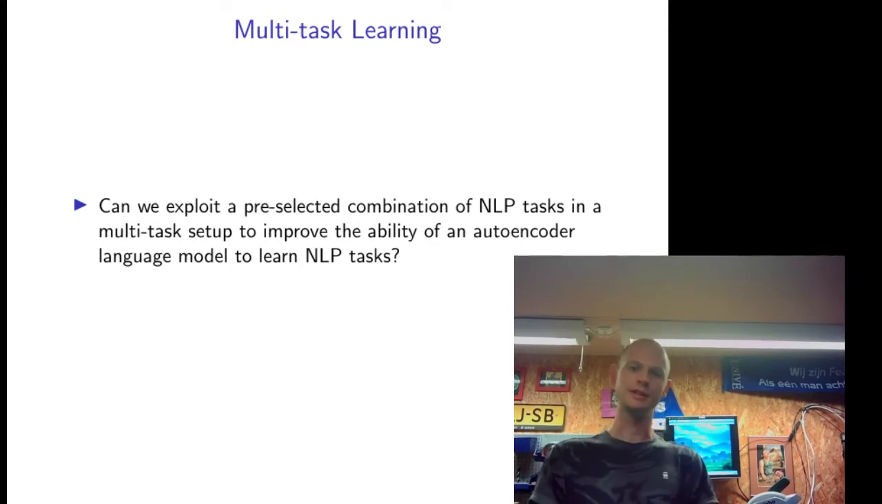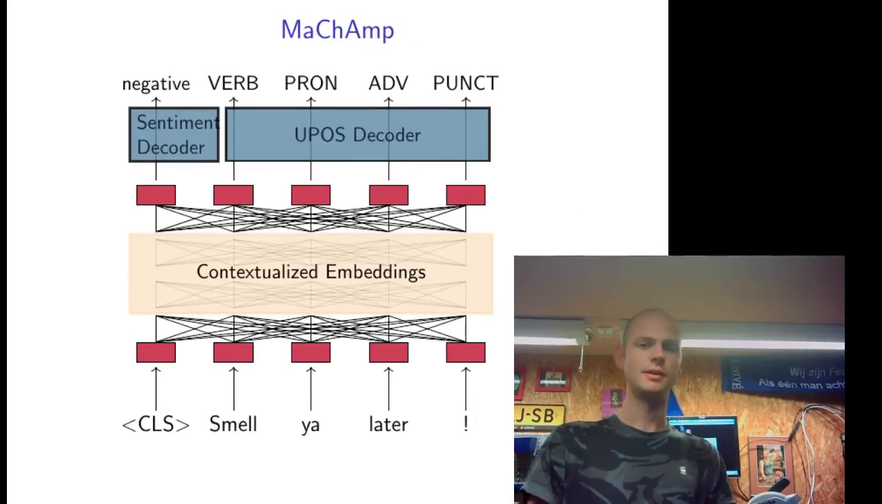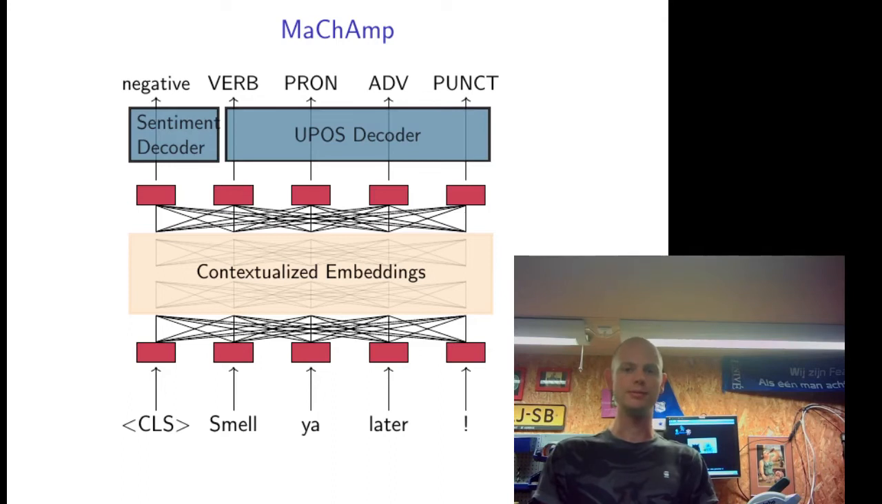Now I was wondering, can we exploit this pre-selected combination of NLP tasks in a multitask setup to improve the ability of an autoencoder language model to learn NLP tasks? So instead of an autoregressive model, I will be using an autoencoder model, which doesn't use a text-to-text format. I will be using the MaChAmp toolkit.